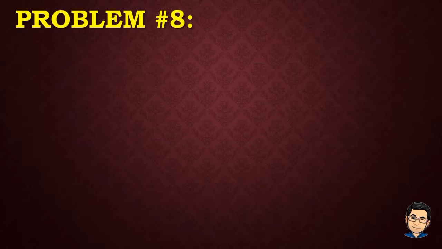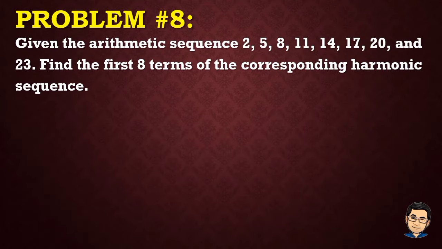So, para mas maintindihan nyo yung concept ng harmonic sequence, let's have the problem number 8. Given the arithmetic sequence 2, 5, 8, 11, 14, 17, 20, and 23, find the first 8 terms of the corresponding harmonic sequence. So, in given terms ng arithmetic sequence, so lista lang natin ulit.